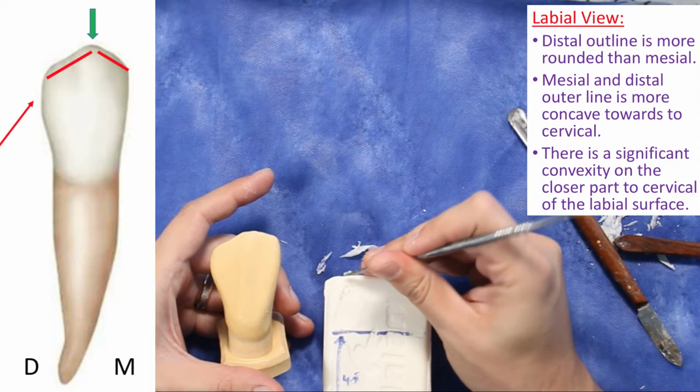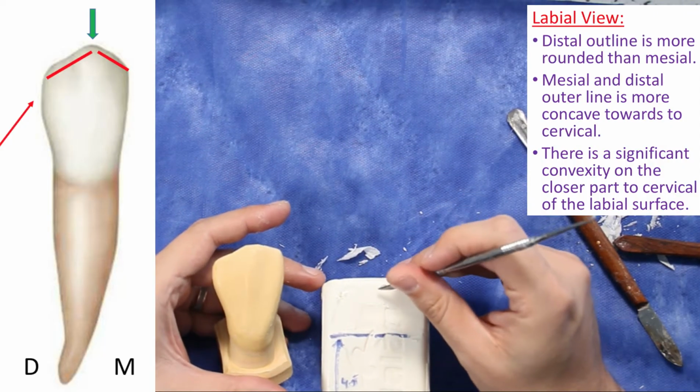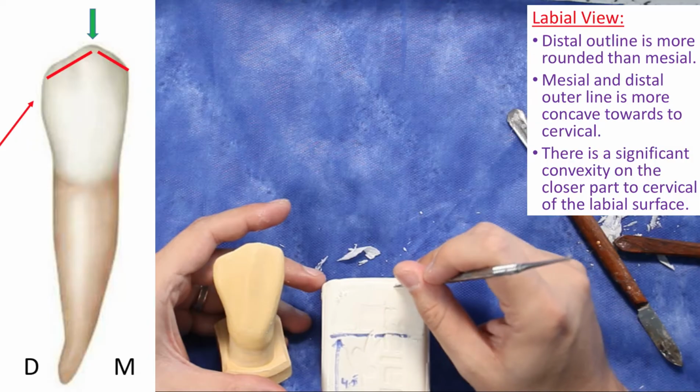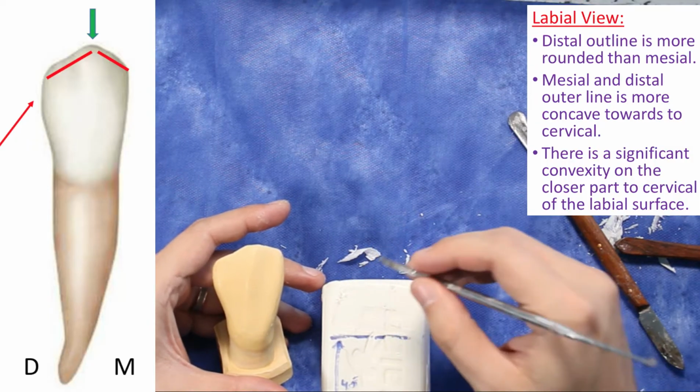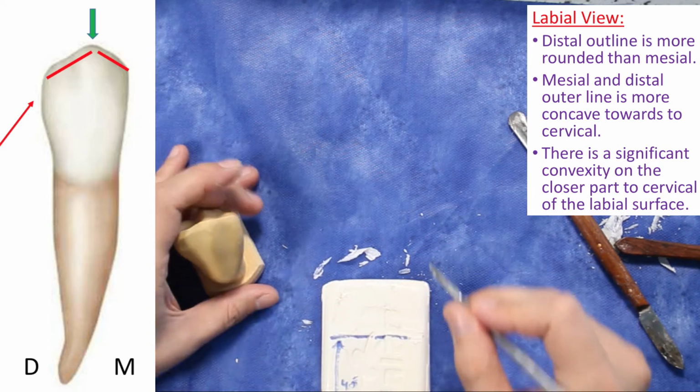Now we will mark the corners. Here, distal and mesial corner. Mesial corner will be higher than distal. Distal outline is more rounded than mesial.